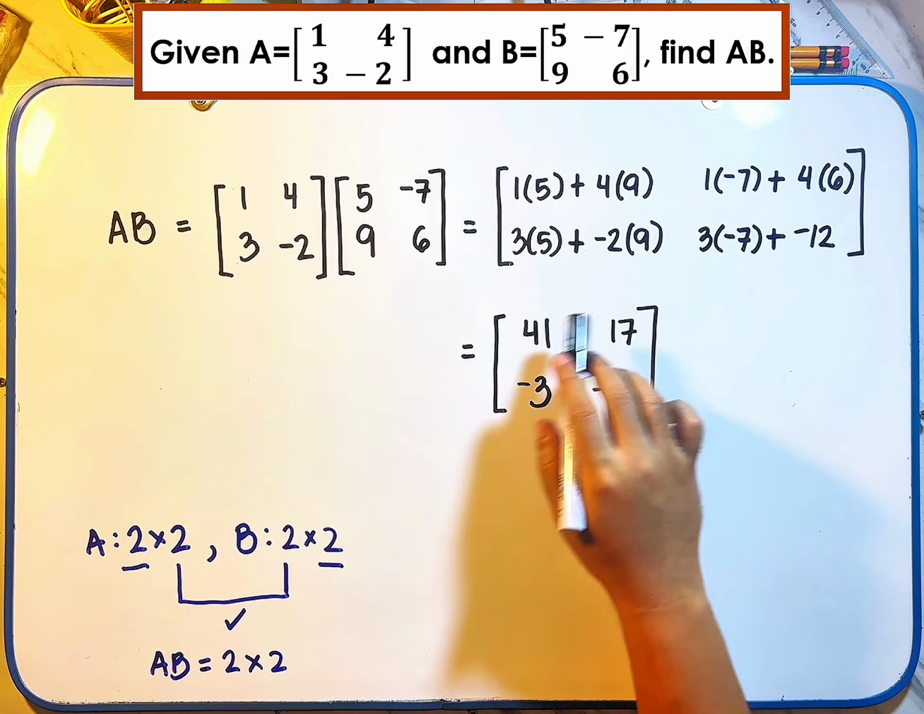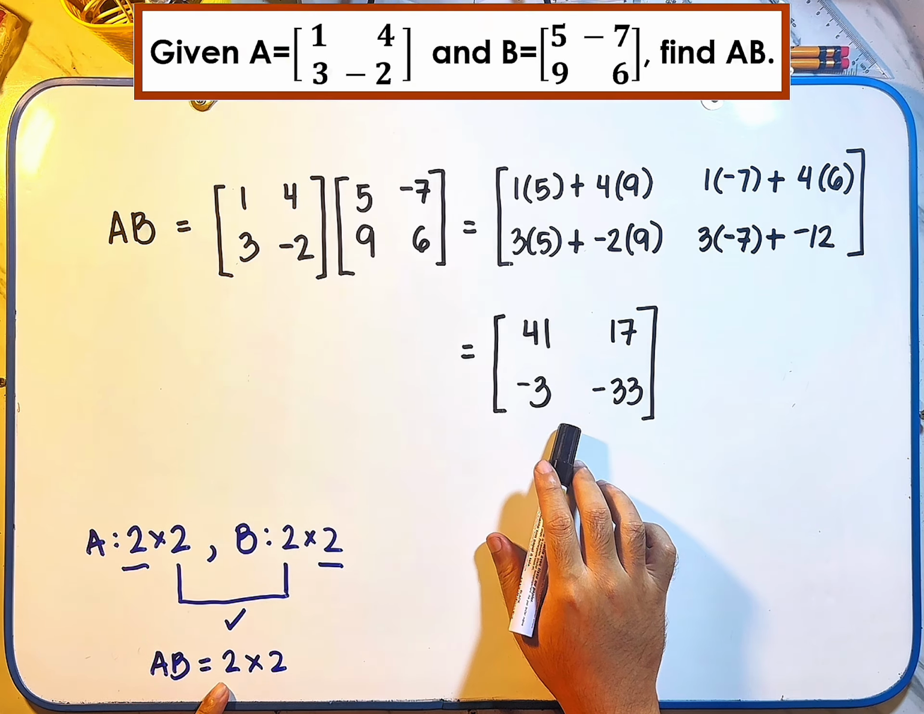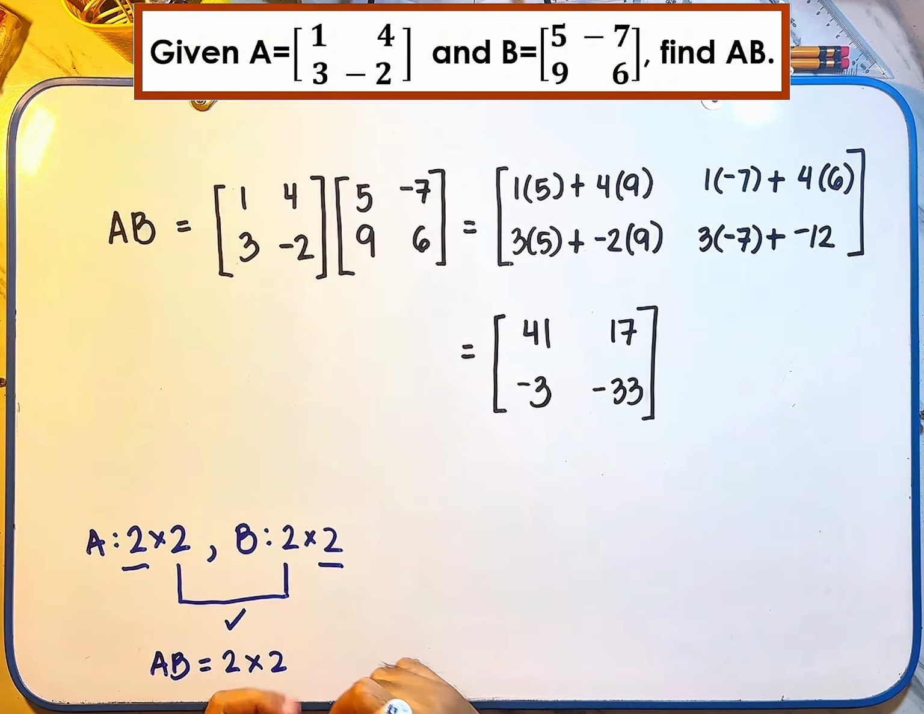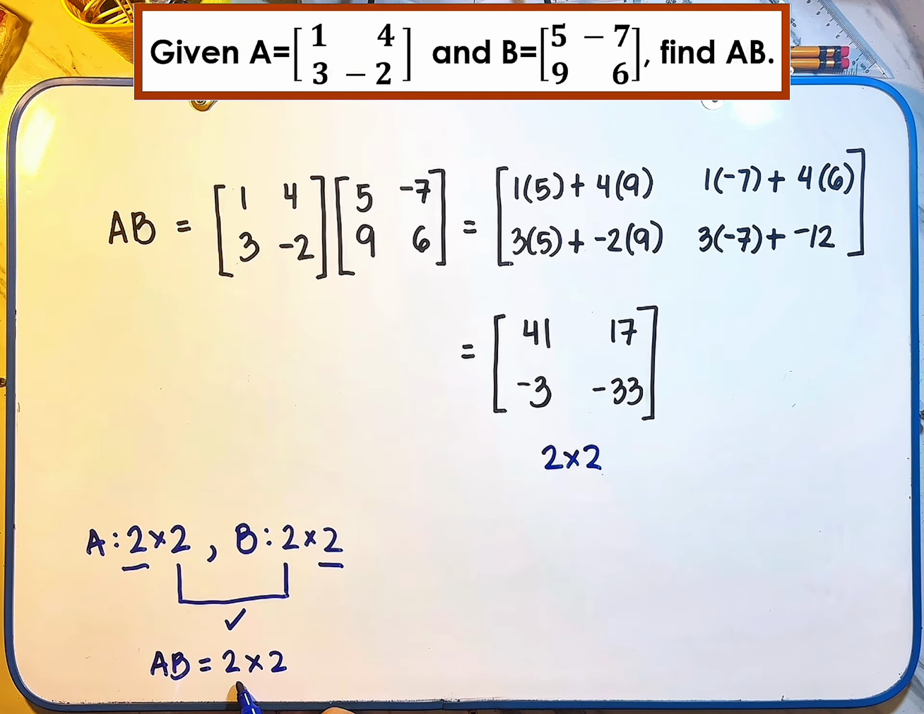And therefore, this is the answer. And as we can see, the dimension or the order of this product is a 2 by 2 matrix. So this is a 2 by 2, just like what we have predicted earlier.